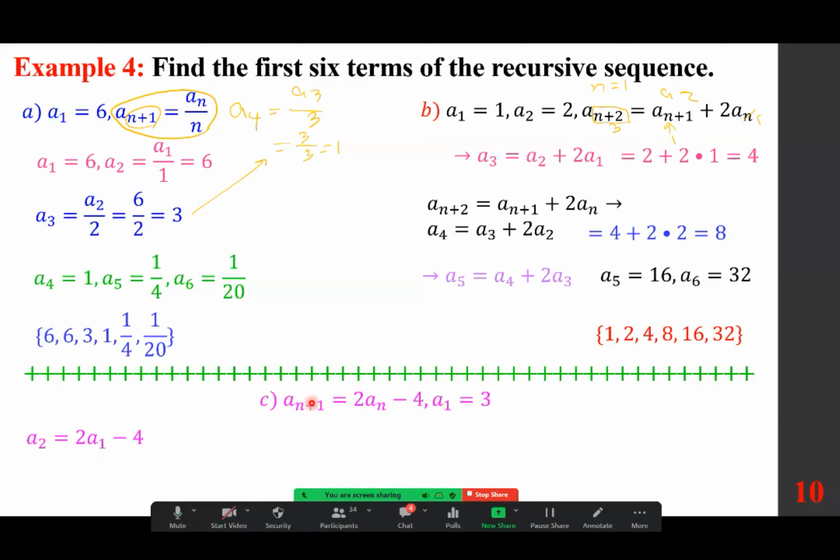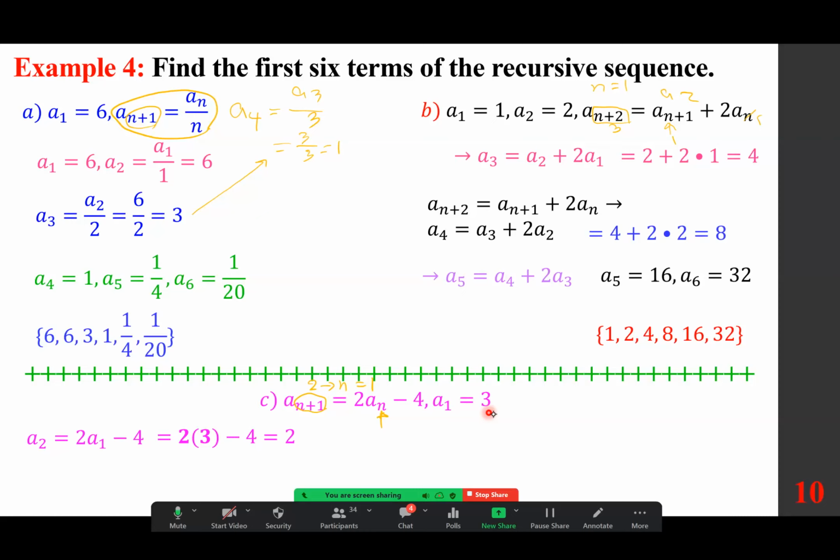Please replace the n plus 1 again. I want to make sure that you understand. If I replace this with 2, n becomes 1. That's where you put it. And 2 times 3 is 6 minus 4 is 2. Let's do one more. Just make sure we understand that.